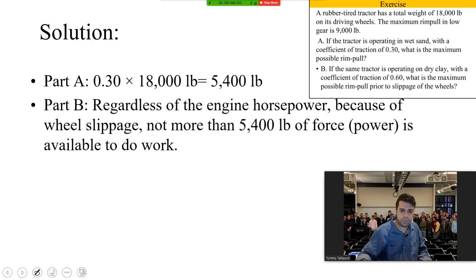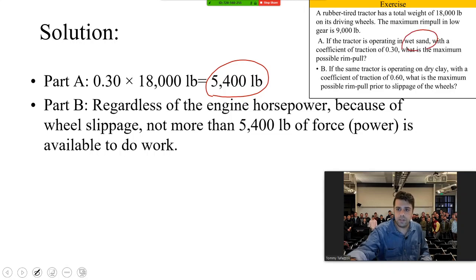So this is the RIMPL you can get from this machine. In part B, it is saying if the same tractor is operating on dry clay with a coefficient of traction of 0.6, what is the maximum possible RIMPL prior to slippage? Okay, so now you got a different coefficient of traction, which is better than the previous one.